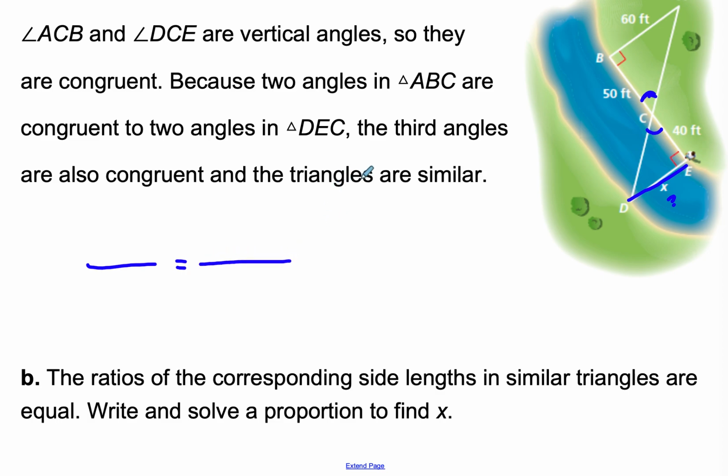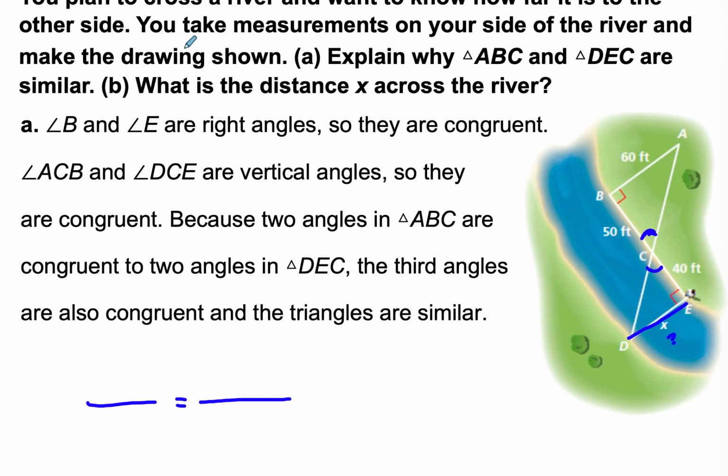All right, so I need to see which sides match up with each other. The congruent statement, ABC and DEC, that's going to be helpful because it tells me the angles that match up, and then that also means the sides are going to match up. So AB is this side. It's the first two letters, and that was 60. And on the other side is 50. So I'm choosing this first triangle to be my first fraction. AB on the top, and then BC on the bottom.